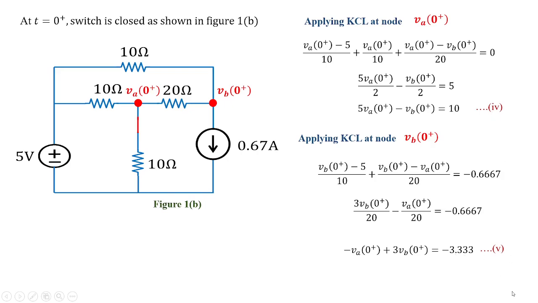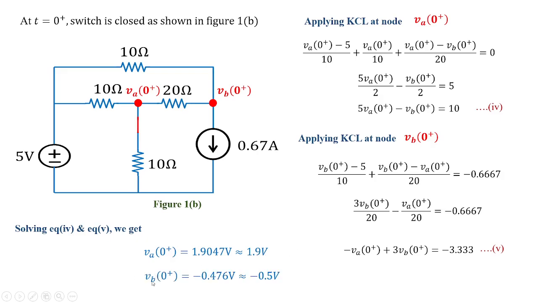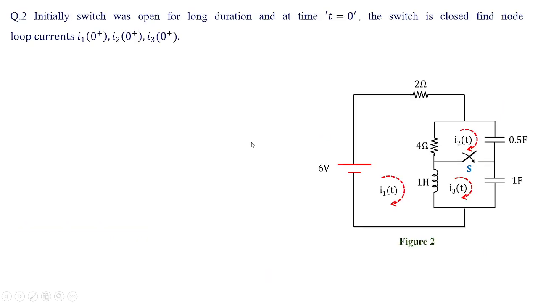Now equation 4 and equation 5 you can easily solve, and you can get the value of VA of 0 plus, which is obtained to be 1.9 volts, round figure, and VB is obtained to be minus 0.5 volts. So this KCL is a simple application. You can look into our previous problems on how to apply KCL for a given circuit. Let us jump into the next problem.